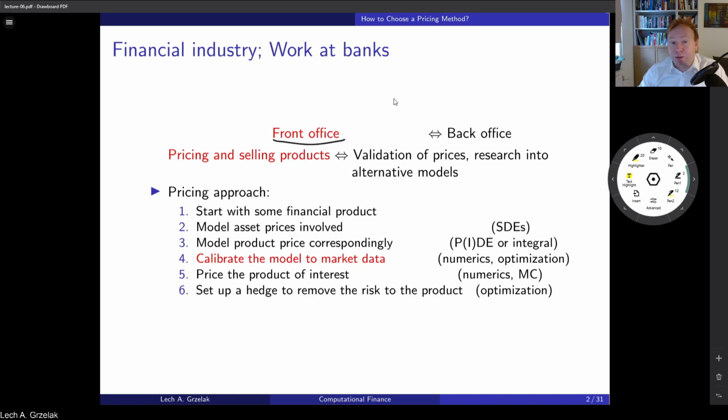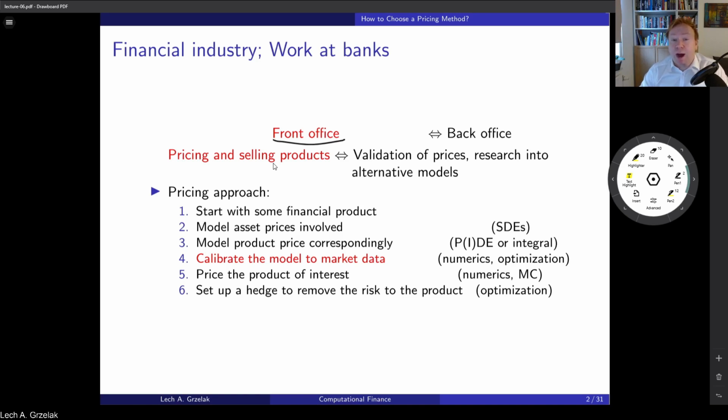This means that if some payments are missing, this has to be maintained. Somebody has to control it and react if something goes wrong in the payments, for example, and that takes place in the back office. So when we think of the front office, it's typically pricing and selling products. So if there is a client coming to a bank, there are two options basically.